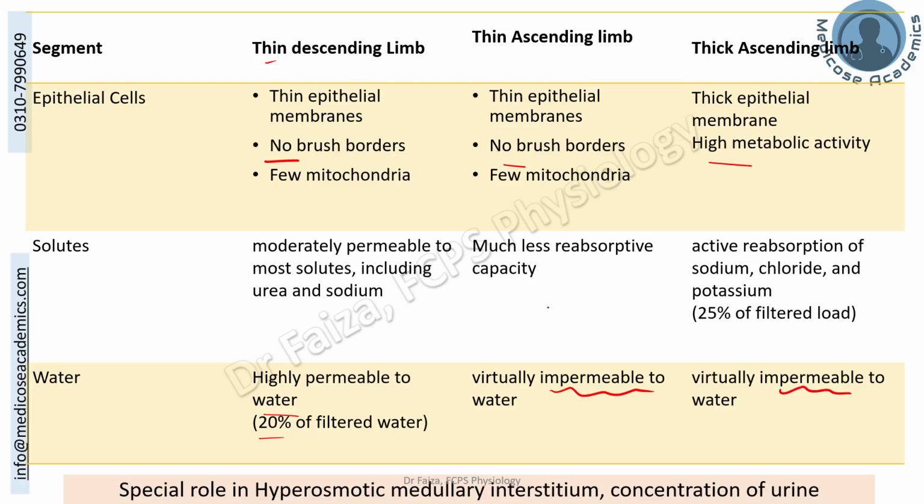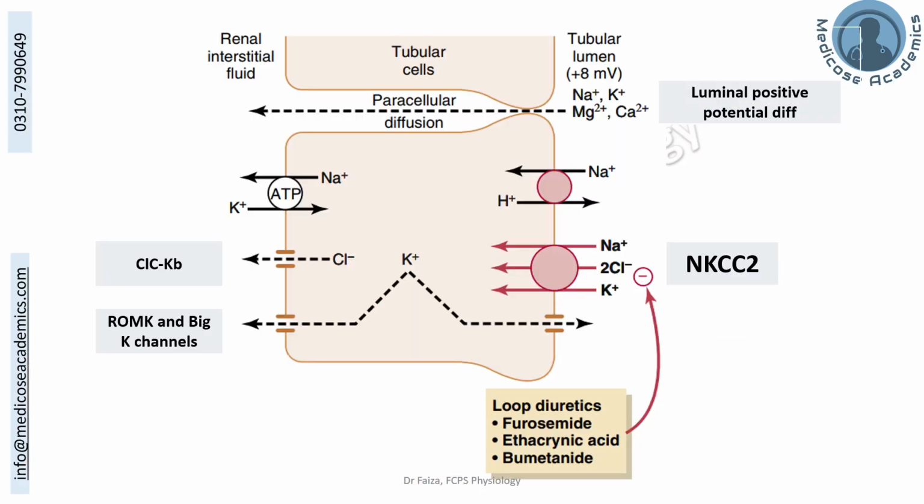The thin ascending limb has much less reabsorptive capacity for solutes compared to the thick ascending limb, which has a good reabsorptive potential for sodium, potassium, and chloride. About 25% of the filtered load is reabsorbed here. Because of this characteristic of the different segments of the loop of Henle, it has a very important role in maintaining the hyperosmotic medullary interstitium and producing concentrated urine, which we will be discussing in a separate session.